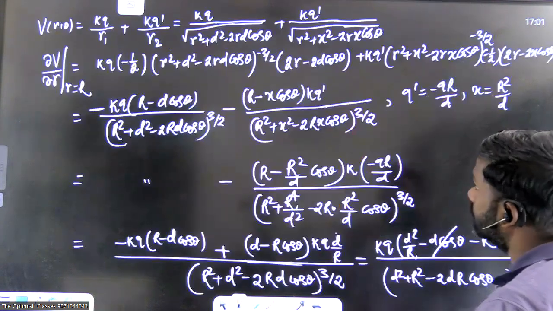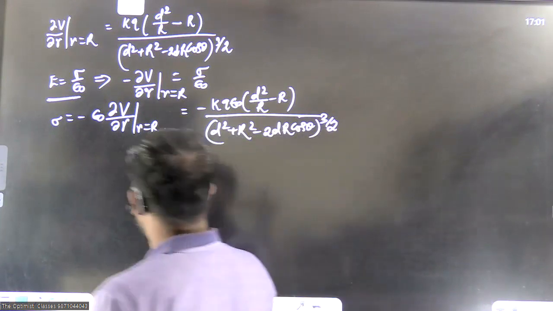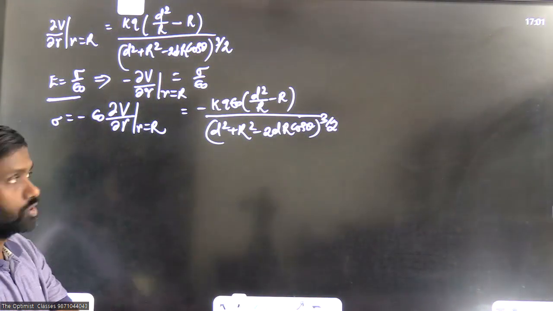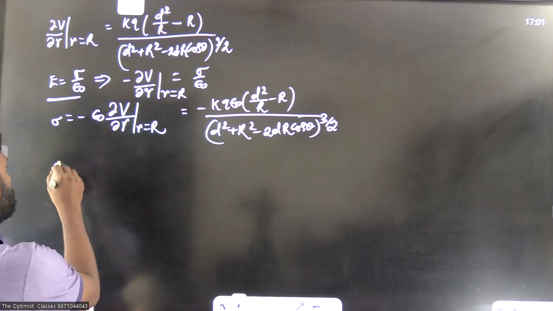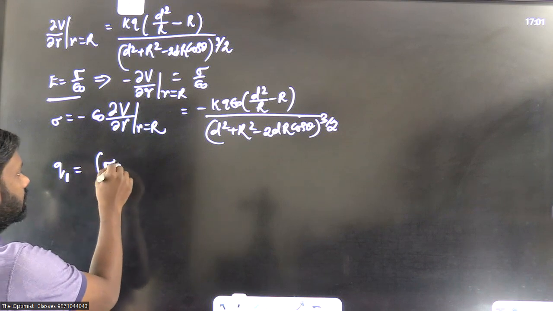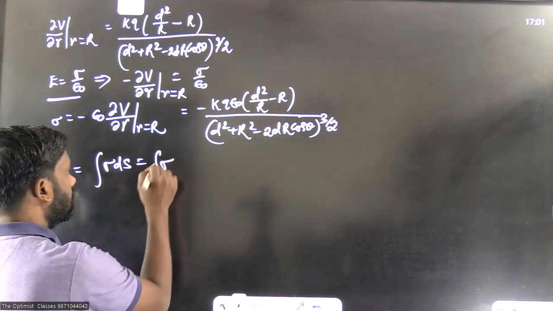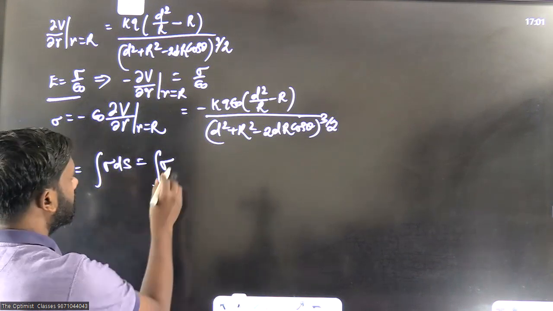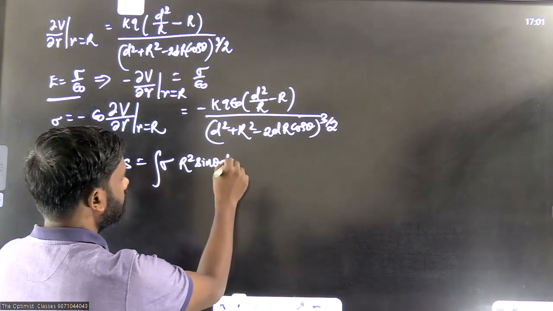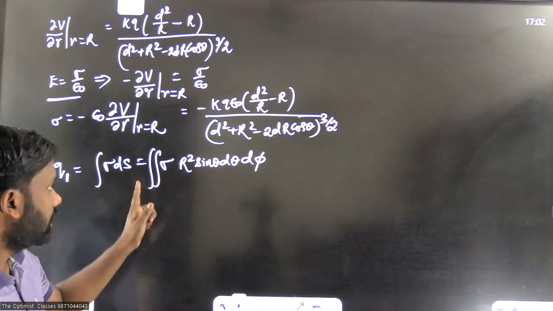Now, let us integrate this charge density to obtain the charge on the part which is visible from the location of Q. Suppose we call this Q1. So Q1 will be equal to simply sigma integrated over area dS. This is the charge induced. Sigma, and the area is actually R square sine theta d theta d phi. That's the area, so we are integrating over the area.